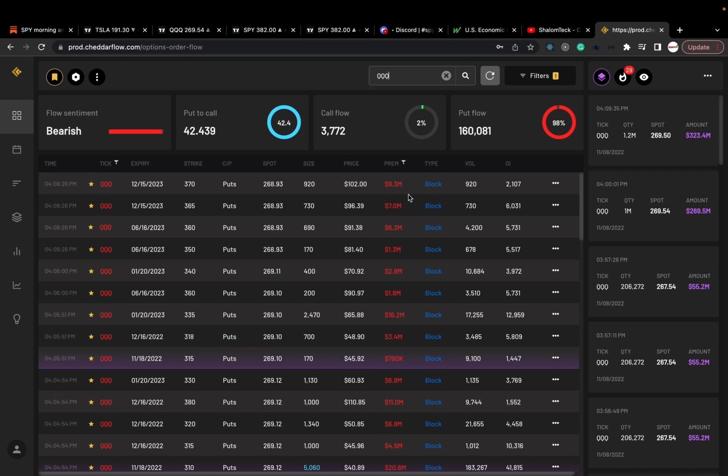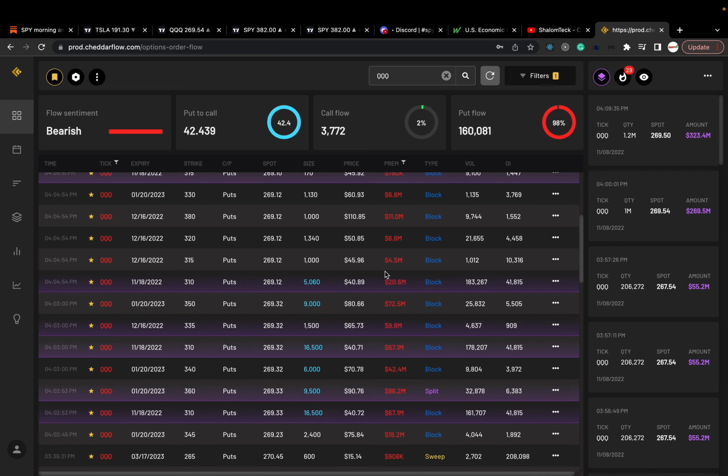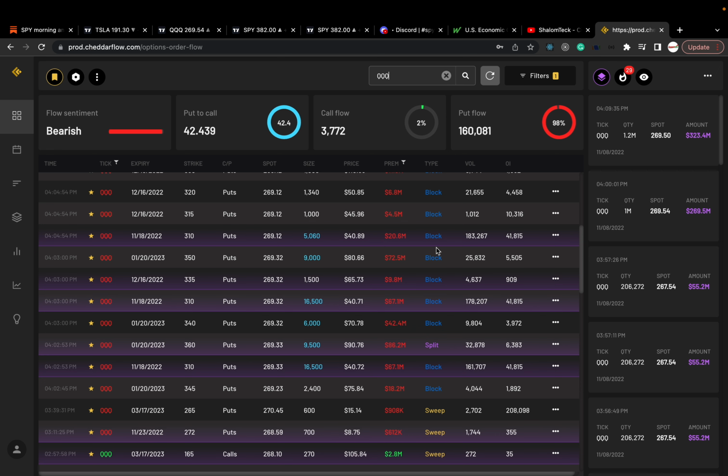98% in the puts. Holy moly, look at 9.3 million in premiums for these. Big money is betting to the downside. And look at this block order, 20.6 million in premium, over 5,000 in size. November 18th date, 310 strike price, very in the money, but still that's a lot of money. 72.5 million, over 9,000 in size, 350 strike price. Okay, in the money, but look at this, over 16,000 in size, 67 million in premium, 86 million in premium.